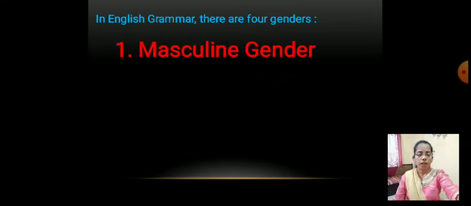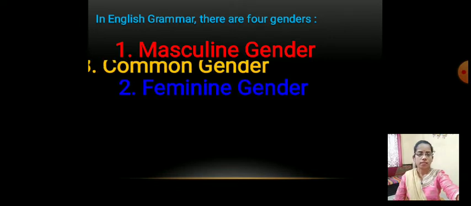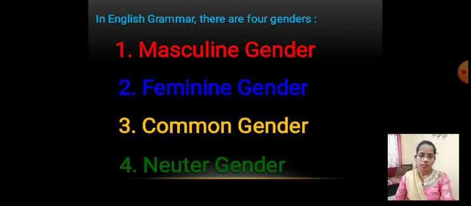First, masculine gender. Second one, feminine gender. Third one, common gender. And last, fourth one, neuter gender. See, first masculine gender, second feminine gender, third common gender, and fourth one, neuter gender. Let's see the definition and examples of these genders.